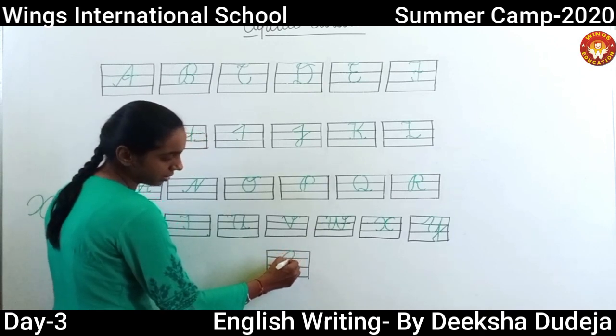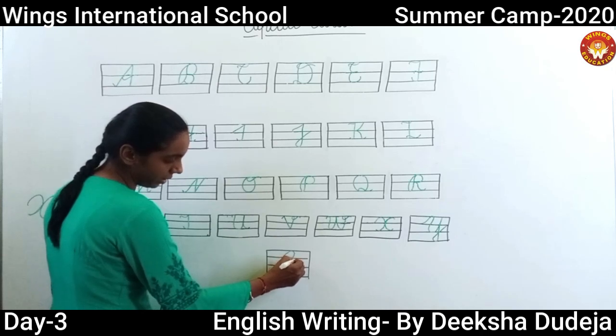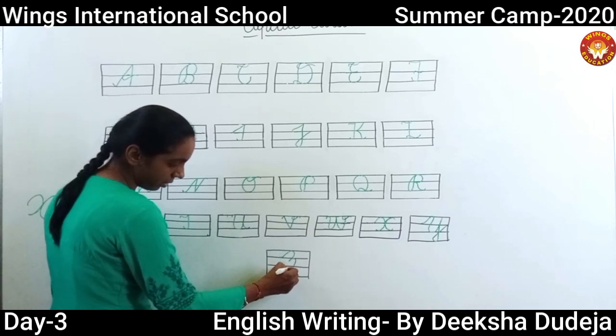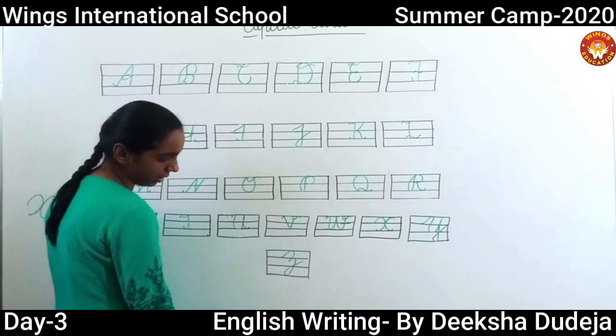Last is Z. Z starts from second line and I draw a curve line and touch first line, and I round this line, and I round and touch second line, and again I round and touch third line.